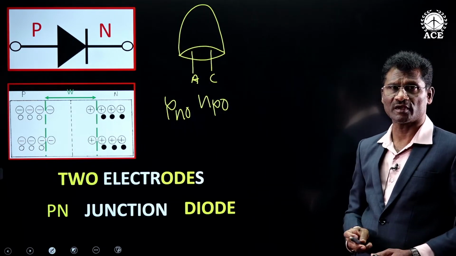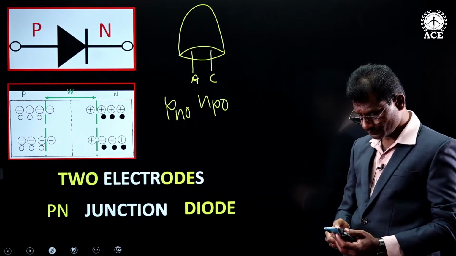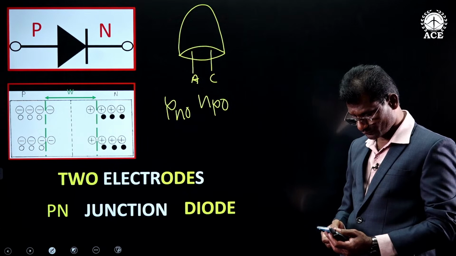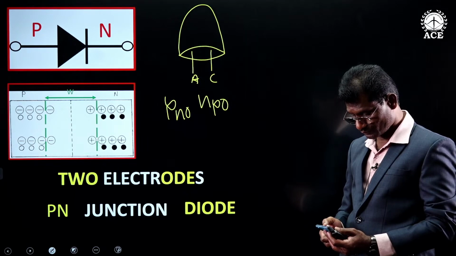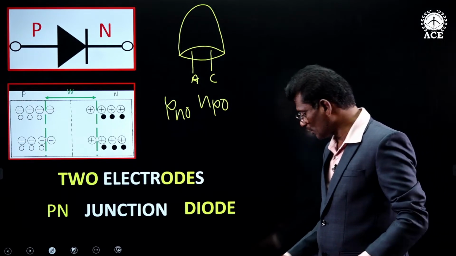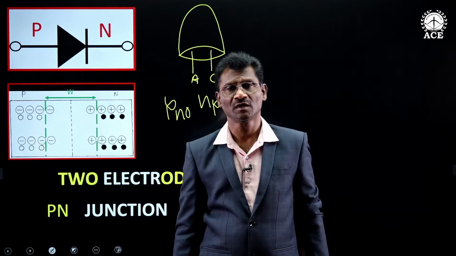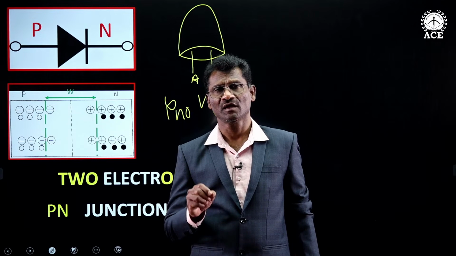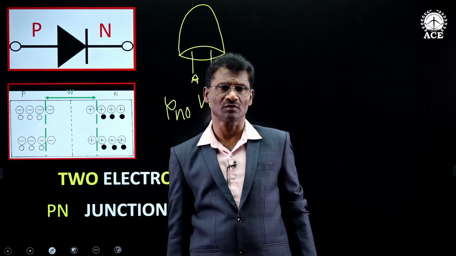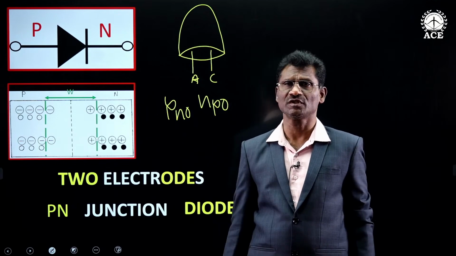Let me see whether there are any doubts in the session. Okay, there are no doubts in this session. So as on now, we have completed the formation of barrier in an open circuited PN diode. If any students have future doubts, please post in the chat box.